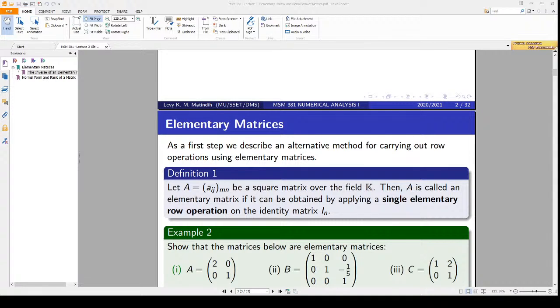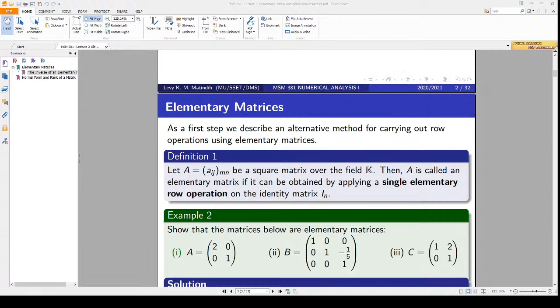If this matrix A is of order n, an m by n matrix where m is equal to n, and you apply any single elementary row operation on the identity matrix, which should be of the same order as the matrix A, what you get is an elementary matrix. Examples of such matrices are listed below.